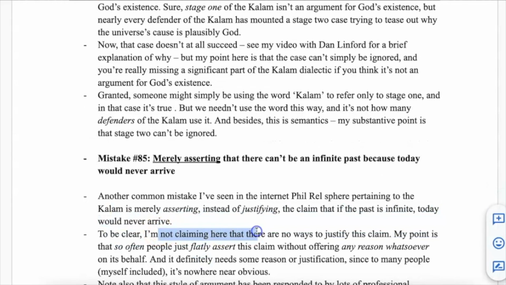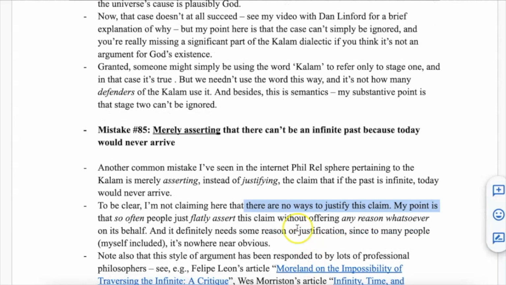To be clear, I'm not claiming that there are no ways to justify this claim. My point is simply that so often people just flatly assert this claim without offering any reason whatsoever on its behalf. And it definitely needs some reason or justification, since to many people, myself included, it's nowhere near obvious.